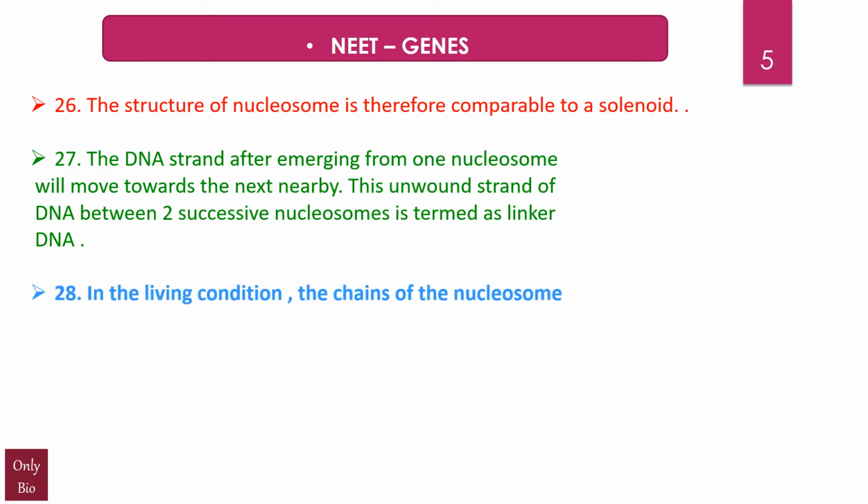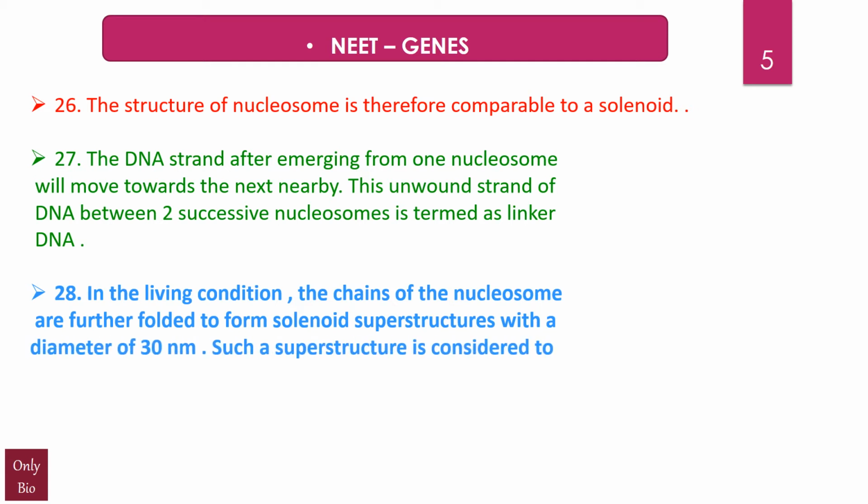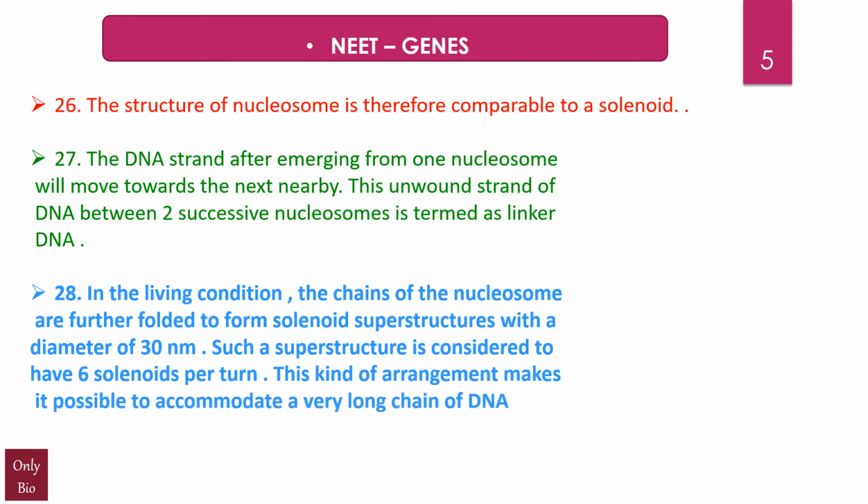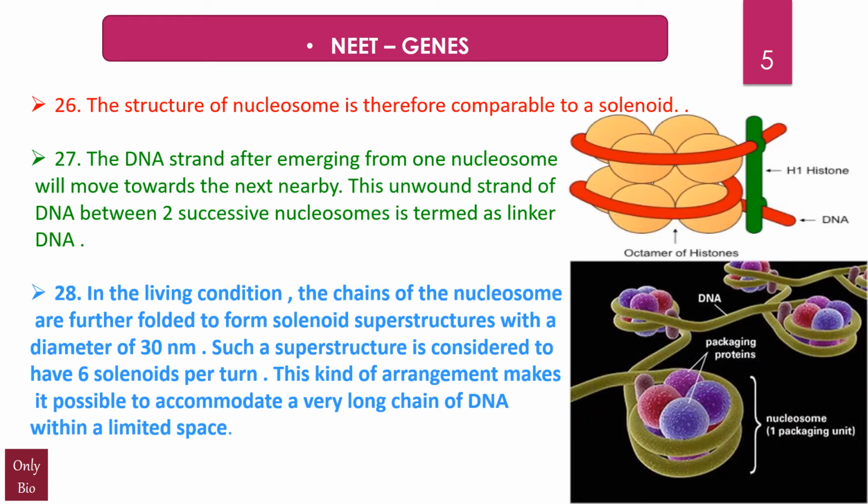Next, in the living condition, the chains of nucleosomes are further folded to form solenoid superstructures with a diameter of 30 nanometers. Such a superstructure is considered to have 6 solenoids per turn. This kind of arrangement makes it possible to accommodate a very long chain of DNA within a limited space. On the right hand side, you can see a picture of a nucleosome individually and how they get packaged together to form a solenoid.